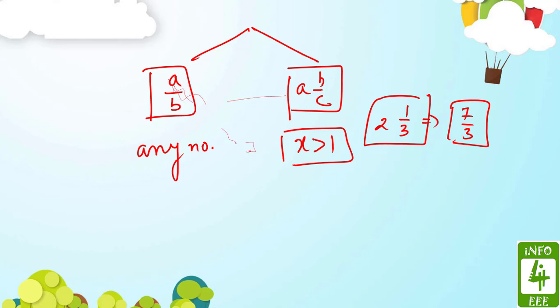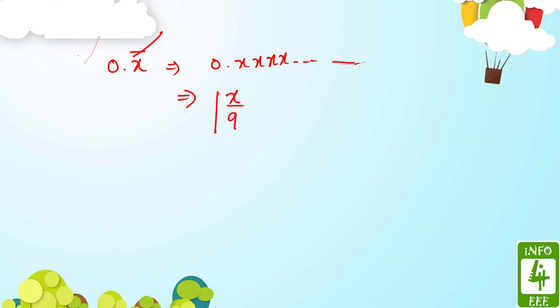So let's start with A upon B form. Suppose we have an expression like 0.x bar. What does this bar mean? It means the number x is repeating or recurring n number of times. So what you just need to do is ignore this bar and write 0x upon 9. So bar means the number which is going to repeat.